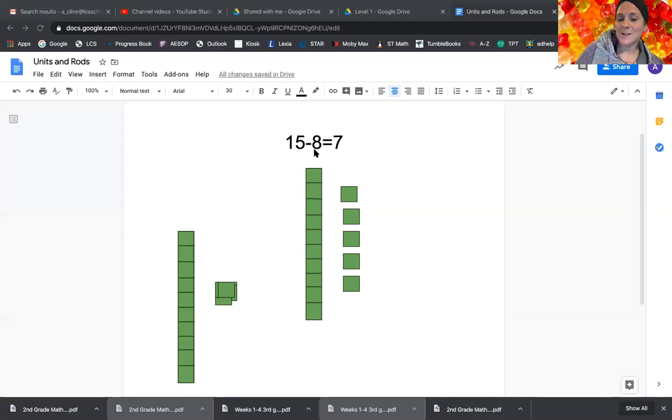Here's what I did. So I had 15 right here. I have a 10 and 5 ones. And then I used this 10 to take 8 away. So 1, 2, 3, 4, 5, 6, 7, 8. And there were 2 left, these 2 right here. So I just took these 2 units and these 5 units and added them together. So 5 plus 2 equals 7, which is our answer. It's the same thing that we had on our other screen. It was just a visual way to show you.